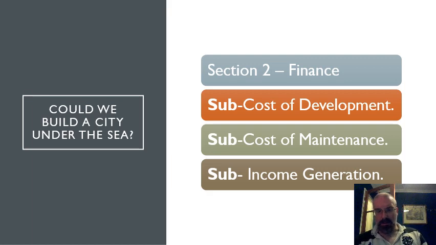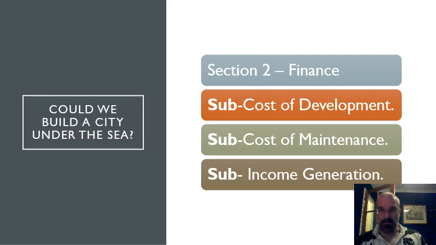So we've done tons and tons of research, and we've basically discovered that finance is a brilliant overall theme, but actually there are three different little areas, three different subsections that we can explore and then compare and contrast with each other. So our first subsection could be the cost of development. So could we afford to build a city under the sea? Our second area, which is still financial, but is actually quite a different thing, is can we afford to maintain a city under the sea?